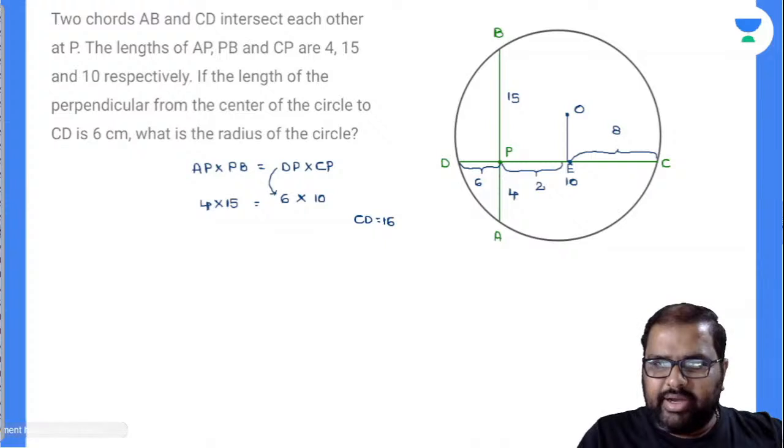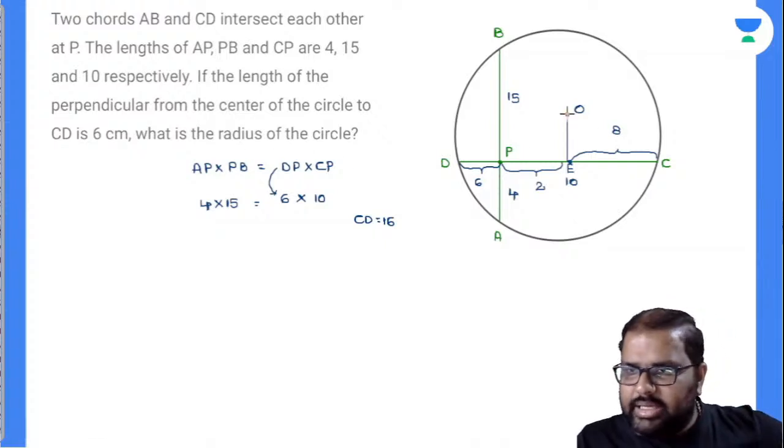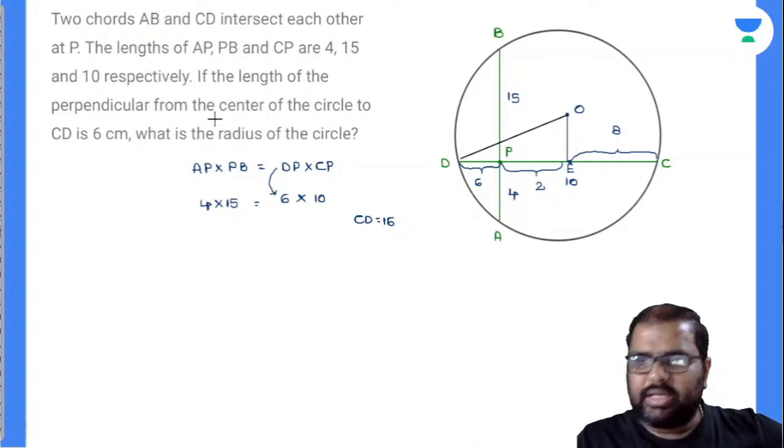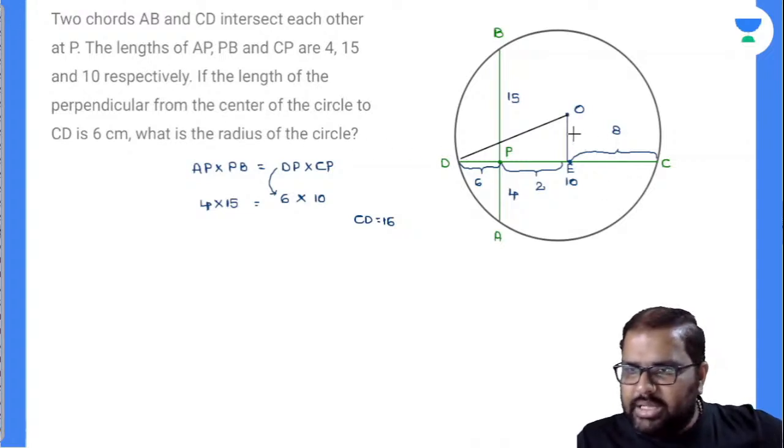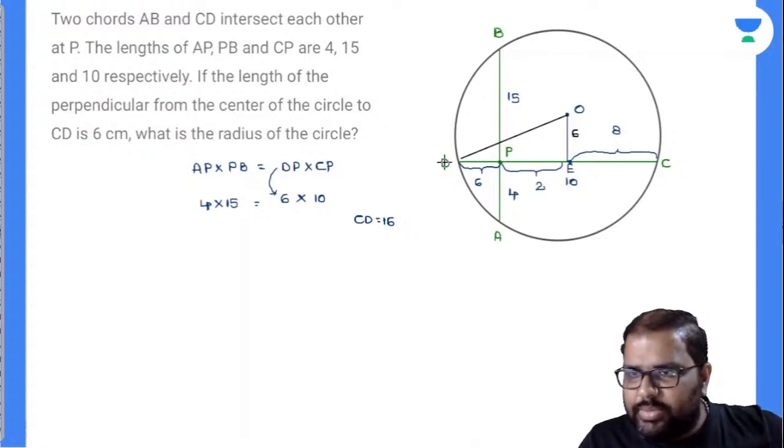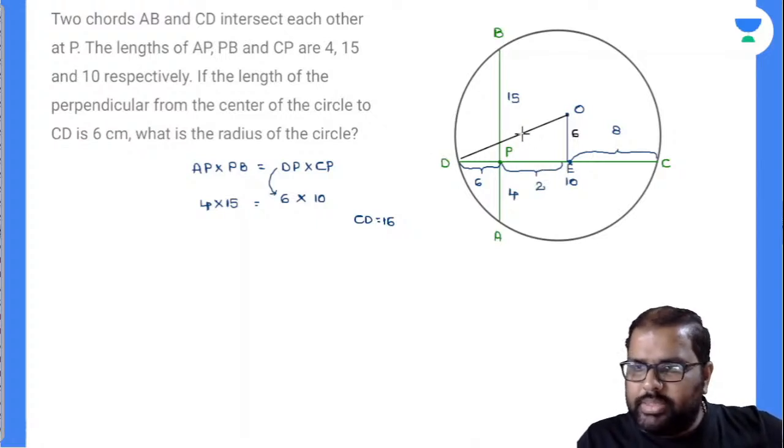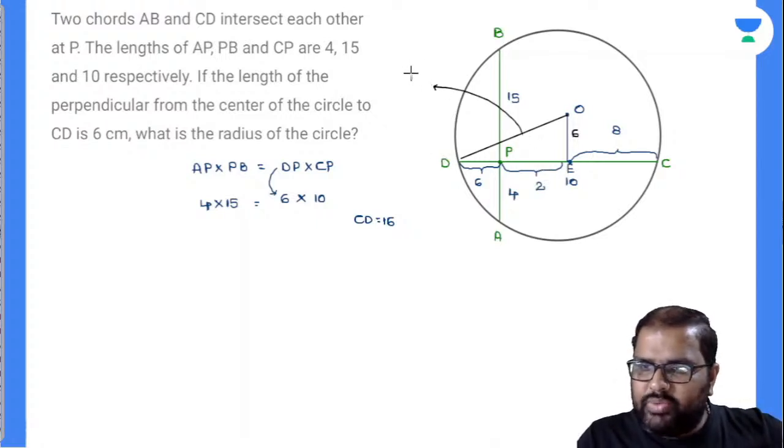Now what is the question asked? You are asked to find the radius of the circle. Is this called the radius of the circle? Yes, this is the radius of the circle. So by Pythagoras theorem, this value is given as 6 in the question itself, and this is 6 plus 2, 8. Now how much will be this OD value? OD will be equal to 10. And this is the radius of the given circle.